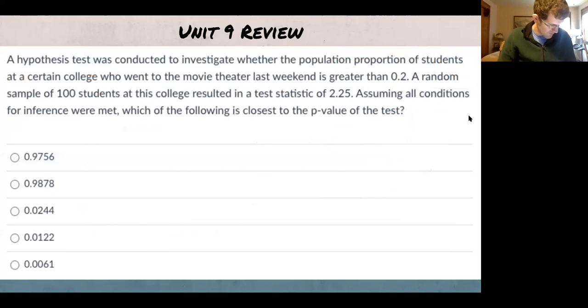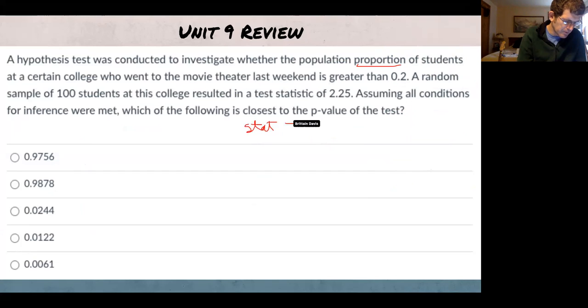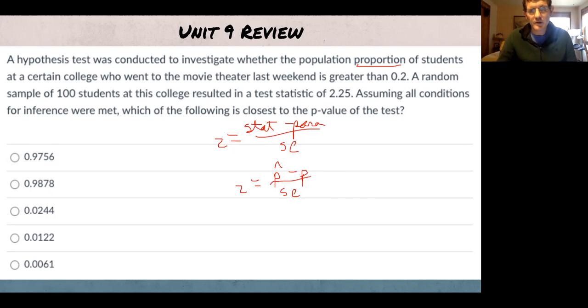All right. Now we've got a hypothesis test where we need to figure out, first of all, is it proportions or means? I see the word proportion. Honestly, I'm just scanning and looking for one of those words. And I see proportion, so that's good. So the test statistic is going to be stat minus parameter over the standard error. I know it's going to be a z statistic, and in this case, it's going to be p hat minus p divided by the standard error. Now that's what I would be doing in order to figure this out.